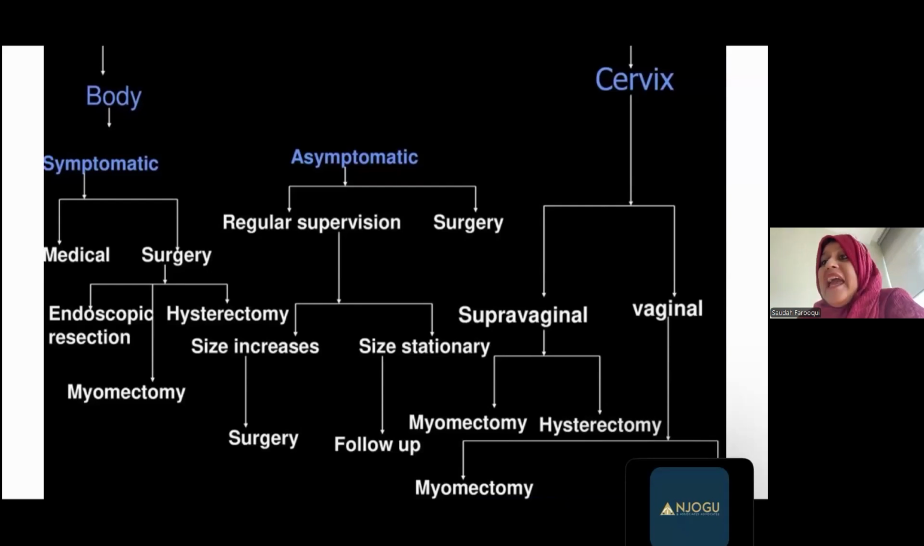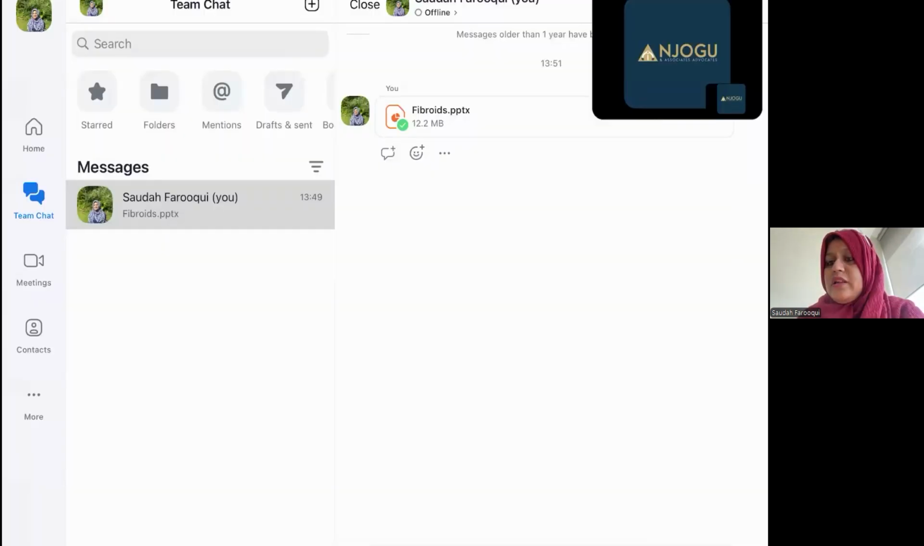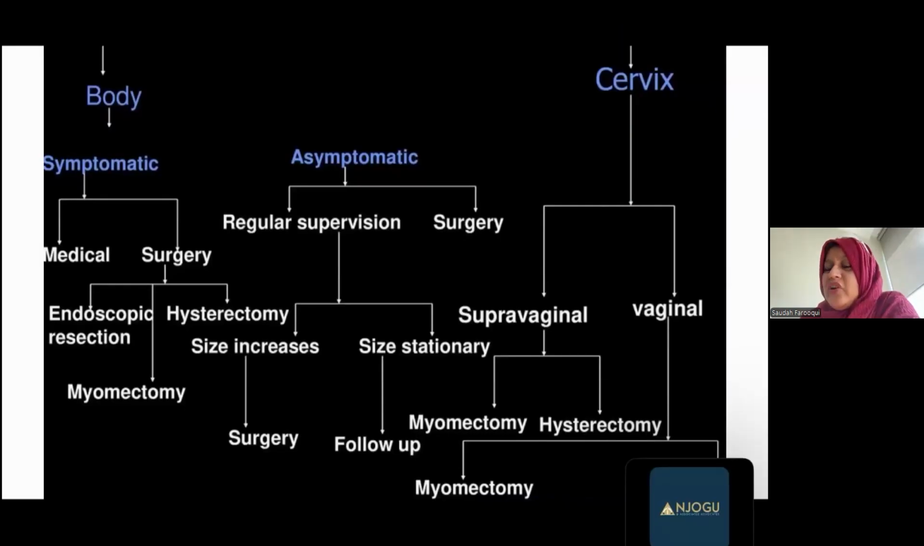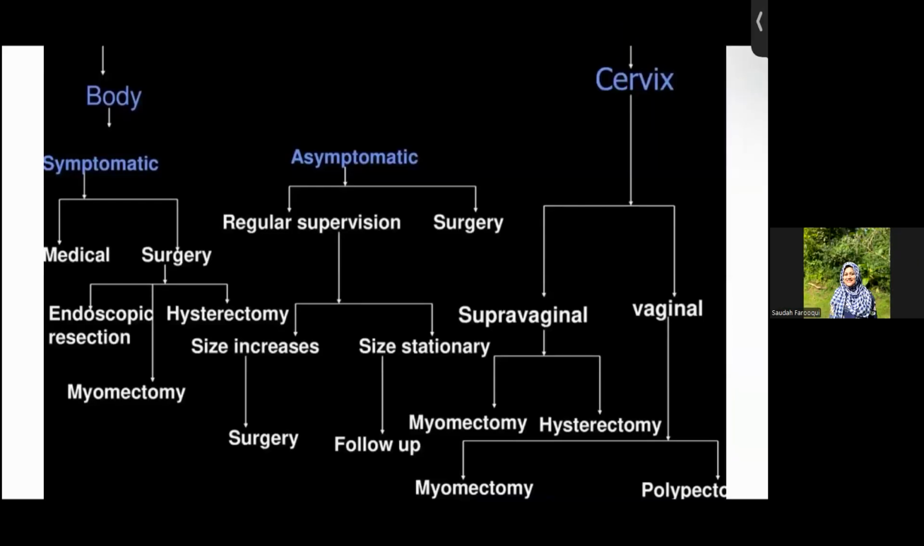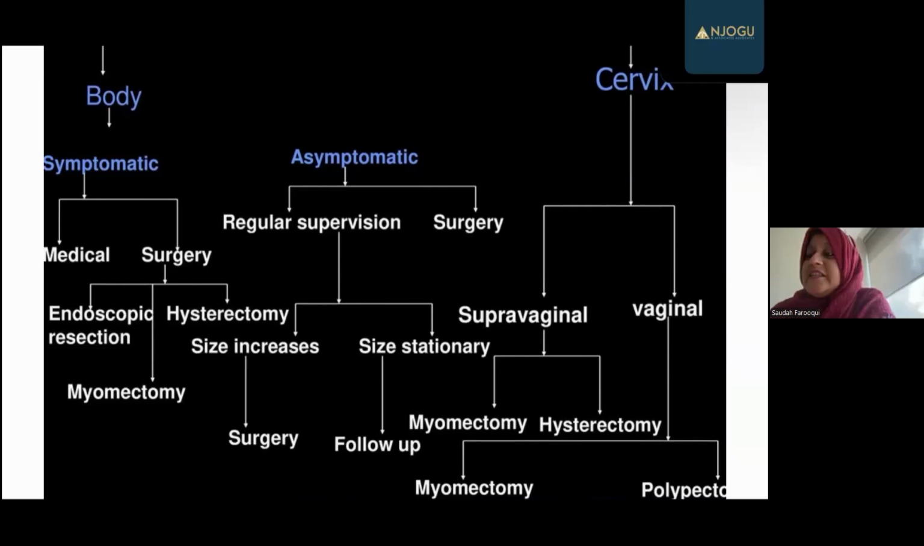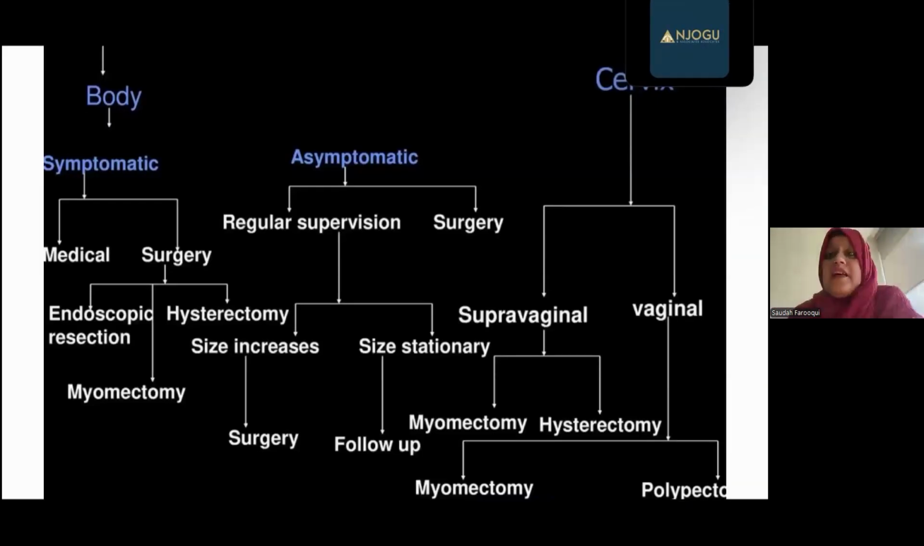If you have asymptomatic fibroids, you do regular supervision. You might come in for review every 6 months to 1 year. You might still do surgery, but if they're not too big, we usually leave them alone. If it's in the cervix, if it's supravaginal, you might consider myomectomy or hysterectomy again. You might also do a polypectomy, where you go from the vagina and twist it out. All right, so that's it for my presentation.